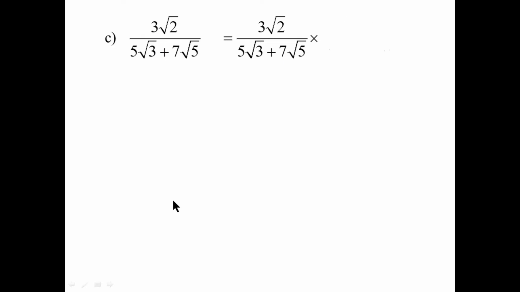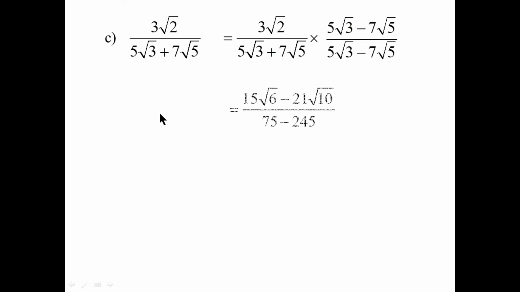Top and bottom times the conjugate radical. We know we need to do this because there's 2 terms here. Top times top over bottom times bottom. Bottom times bottom is a product of conjugates, which is a difference of squares. So it's 25 times 3, 75, and 49 times 5, because you square the 7, 49, and you square the radical and remove the radical. So 49 times 5, 245.